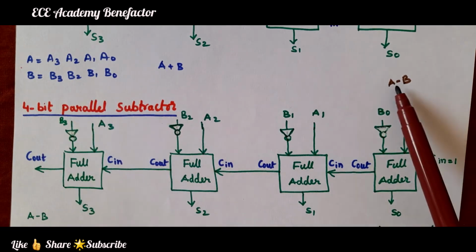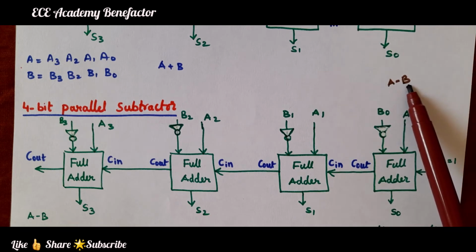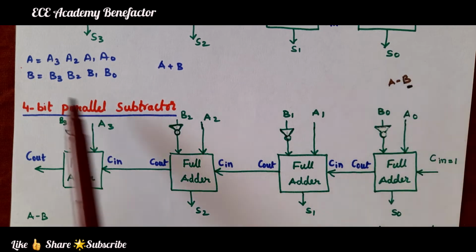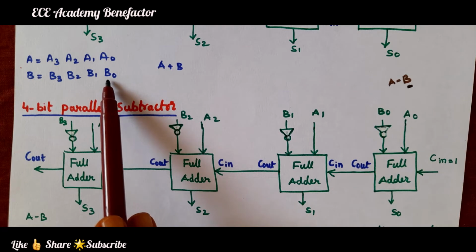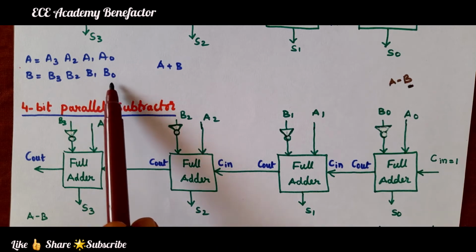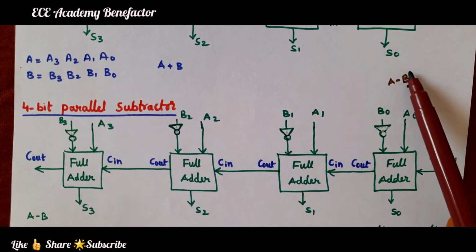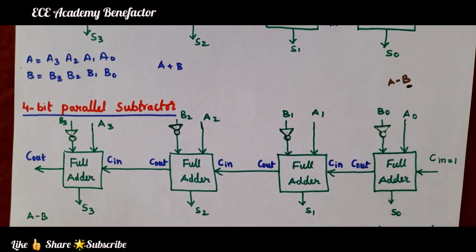When we do subtraction A minus B, we find the 2's complement of B. How do we find the 2's complement? First we find the 1's complement of B. The 1's complement is obtained by using a NOT gate, and adding 1 to it makes it the 2's complement. By adding 1 to the least significant bit, it becomes the 2's complement, and the result, the 2's complement of B, is then added to A. So, we need a full adder.